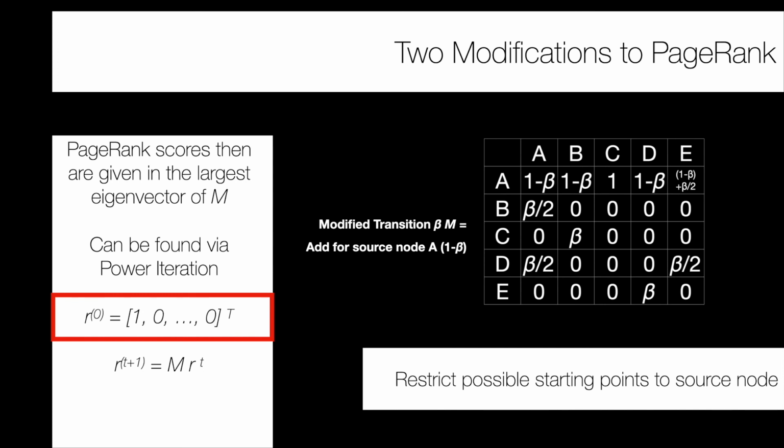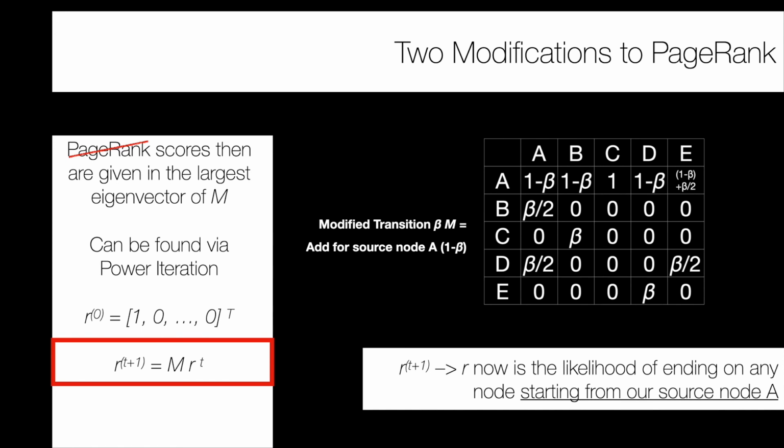Let's restrict that to being just starting on the source node. So we have our source node A, the value in our initial vector R is 1 for that source node and 0 for every other node in the graph. So that says starting on this one specific node. Then we can apply this power iteration method in the exact same way with the slight modification of what this transition matrix looks like. And in the end, after enough iterations, this R t+1, this iteration on R, converges to the likelihood of ending on any particular node in the graph, starting from the source node A.